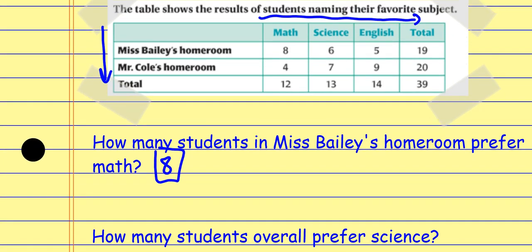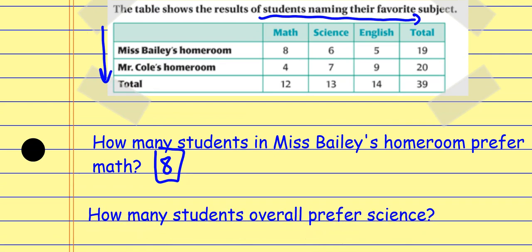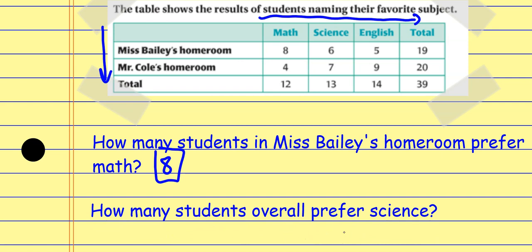All right. The second question says how many students overall this time, so overall prefer science. And really, if I didn't have that total category down here, I could look at this and say, oh, well, science, I have 6 from Miss Bailey's homeroom and 7 from Mr. Cole's homeroom, so it's a total of 13. But again, with the two-way frequency table, we typically include the total down here. So there's all of the science category added together. And that's kind of just how we read the two-way frequency table, okay?